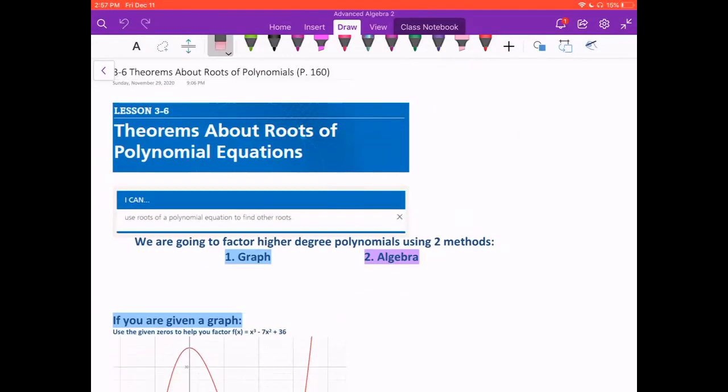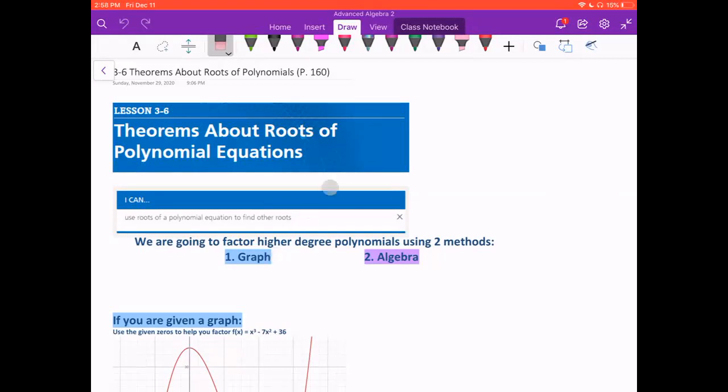The first would be using a graph. Second would be using algebra. Using a graph is a great method. It works when your x-intercepts are real numbers, and it works out really nicely when they're whole numbers. But sometimes our roots of polynomials are not always real, or the roots are not rational. And when that's the case, we need to factor them and solve using algebra.